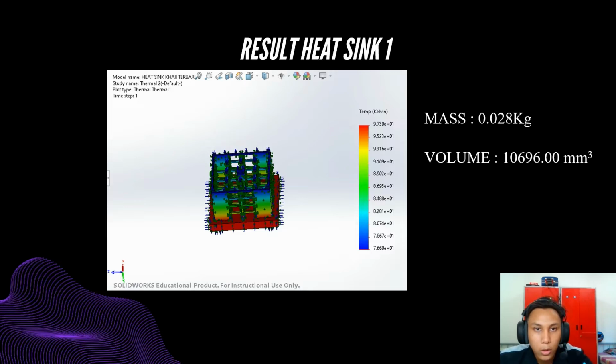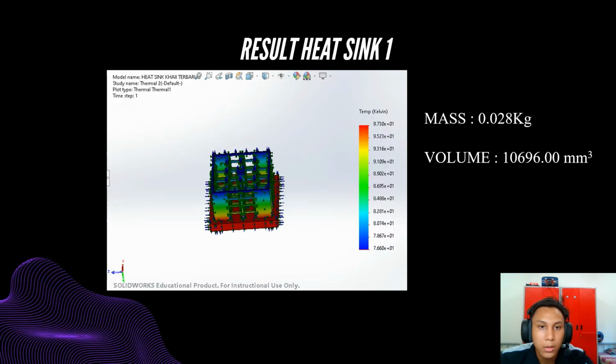Assalamualaikum warahmatullahi wabarakatuh. My name is FITRI bin Muhammad Amin and my matric number is B0920101147. I will explain the result for the heatsink. As we know, we have two designs of heatsink. For the result of heatsink 1, the mass is 0.028 kg and the volume is 10696 millimeter cube.